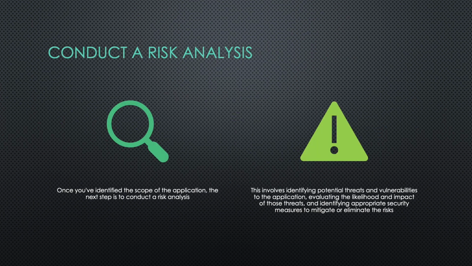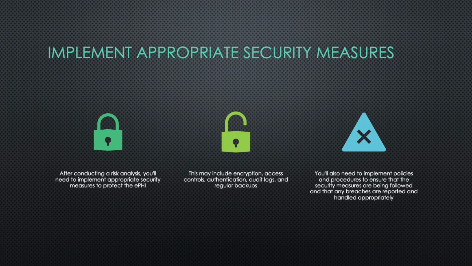Conduct a risk analysis. Once you've identified the scope of the application, the next step is to conduct a risk analysis. This involves identifying potential threats and vulnerabilities to the application, evaluating the likelihood and impact of those threats, and identifying appropriate security measures to mitigate or eliminate the risks.